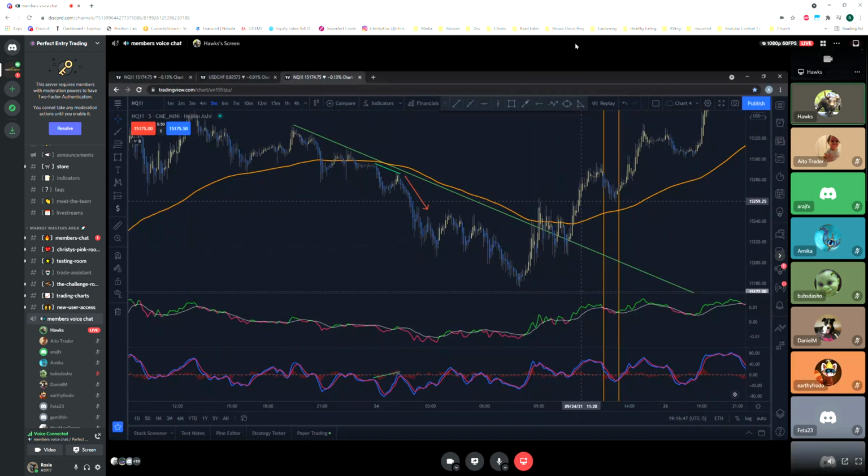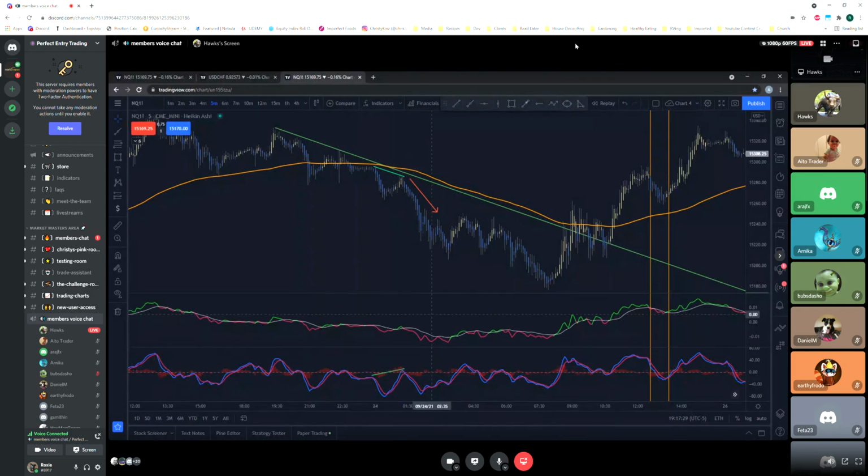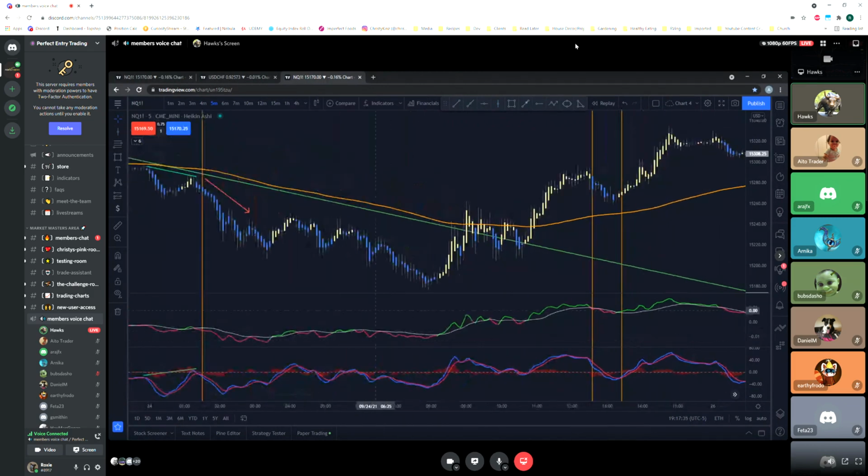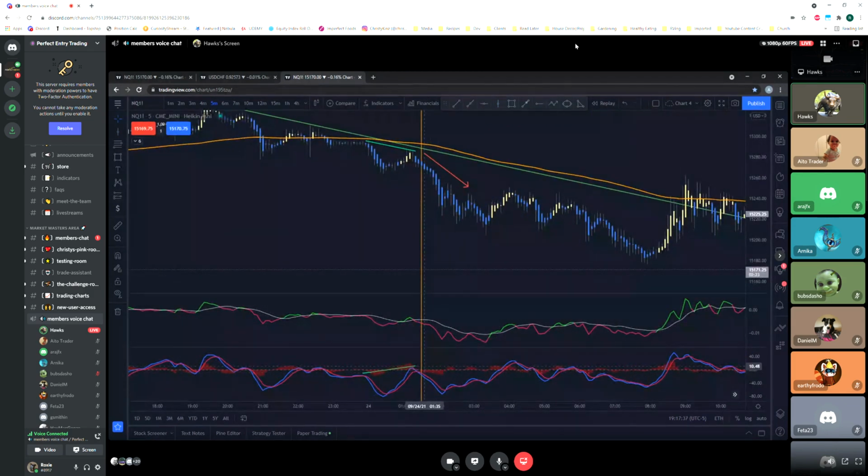That pattern right here tells me that price is going to move down. Once you get your signal, you just take your trade. Since you're going with the trend, you have a higher probability of getting better profit than going counter trend.